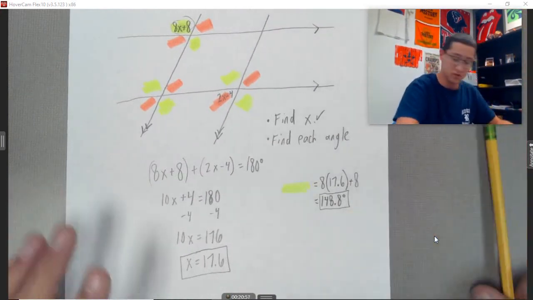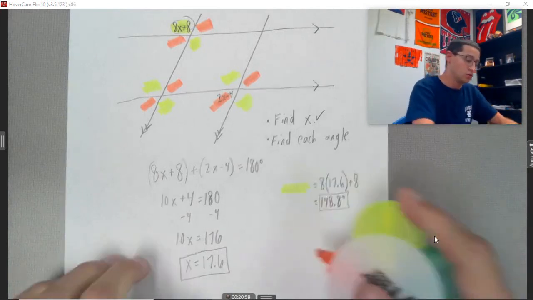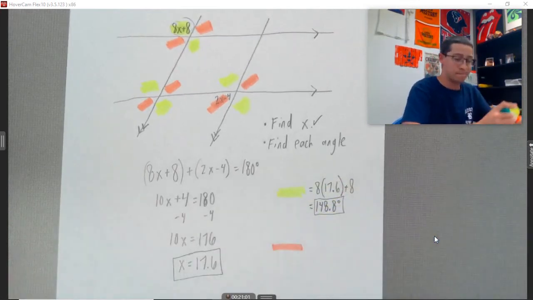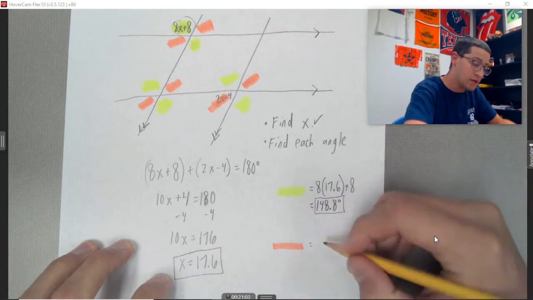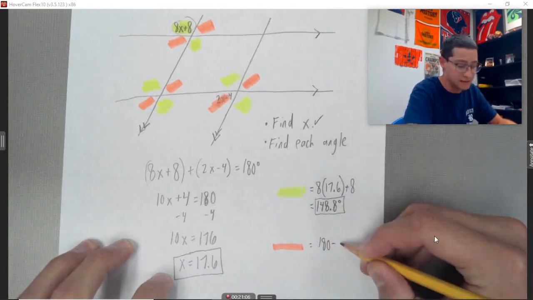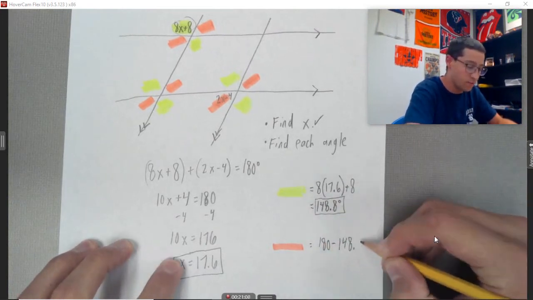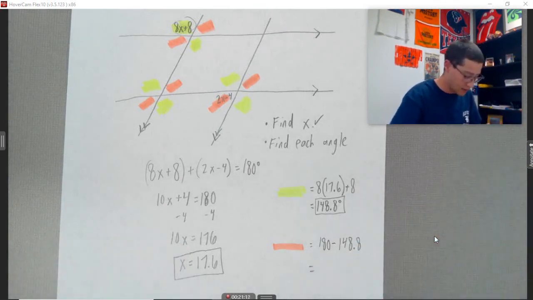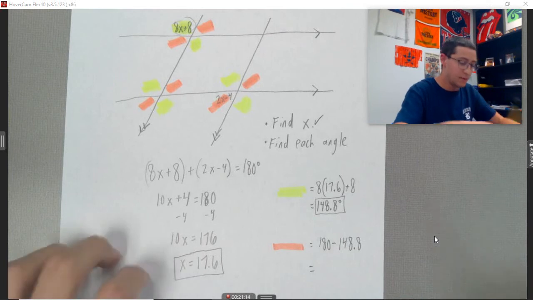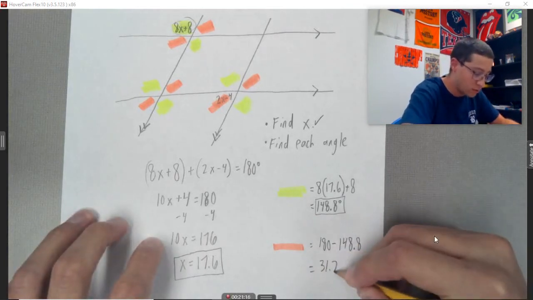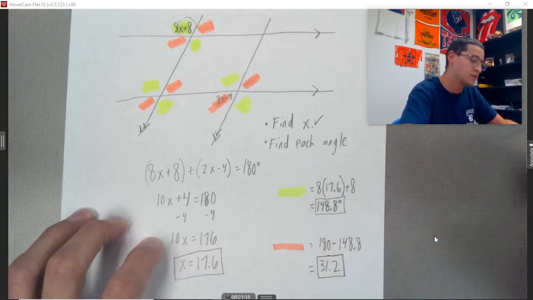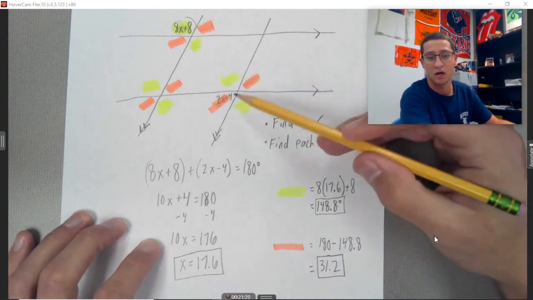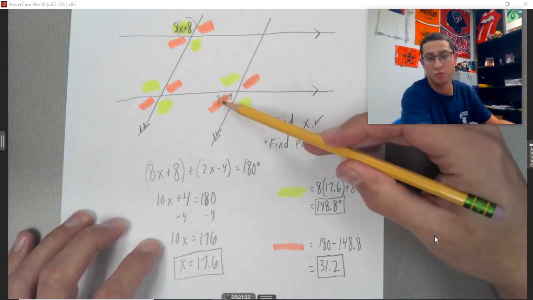So let's just go ahead and do this. Let's get my orange one. We know it's going to be 180 minus my yellow one, which is 148.8. So 180 minus 148.8, and I'm going to get 31.2. Now you would get the exact same angle if you plugged it in here.